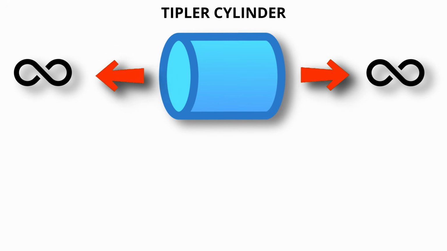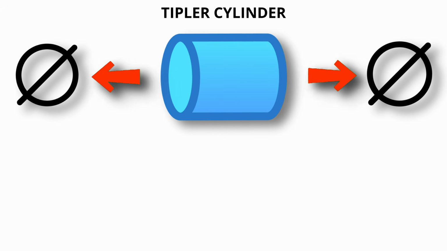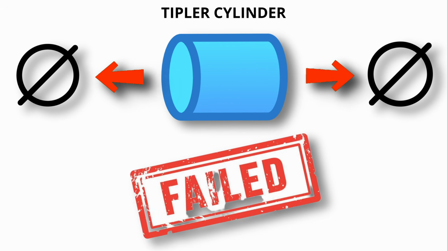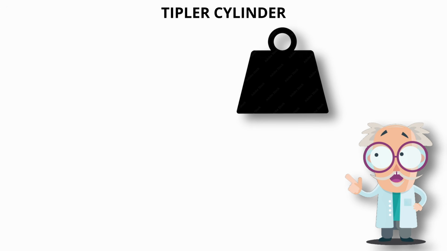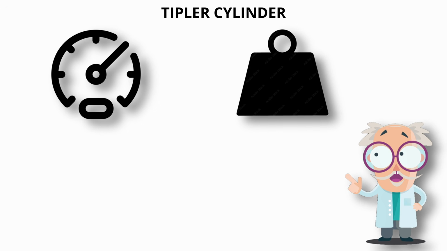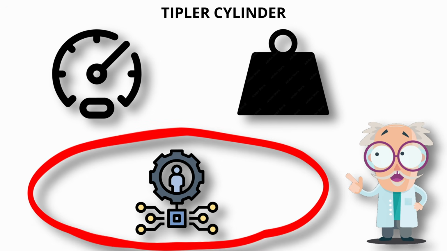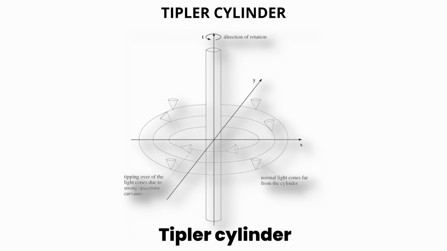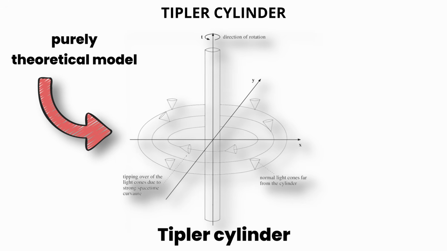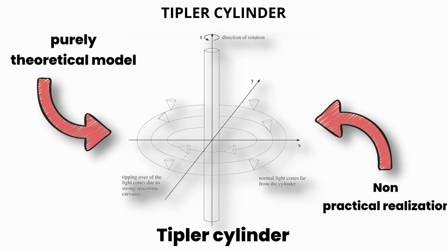For this to work, the cylinder must be infinitely long to prevent instability. Any finite version would collapse or fail to produce the required curvature. Additionally, the enormous mass and rotational velocity necessary are beyond current technological capability. Like many other time travel concepts, the Tipler cylinder remains a purely theoretical model without practical realization.